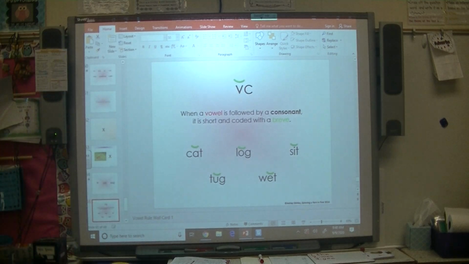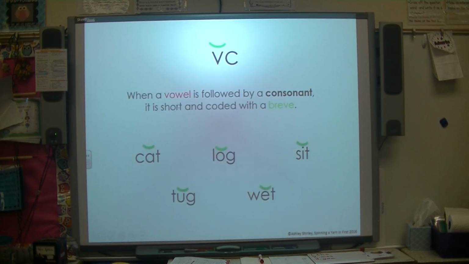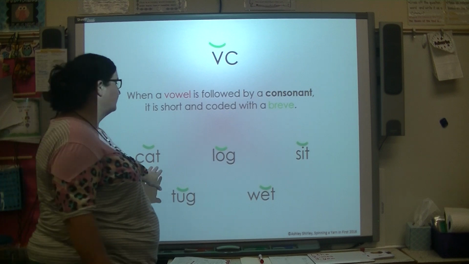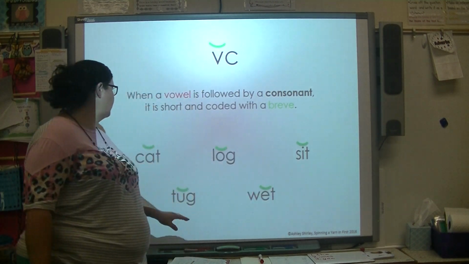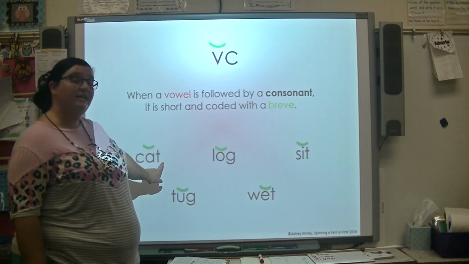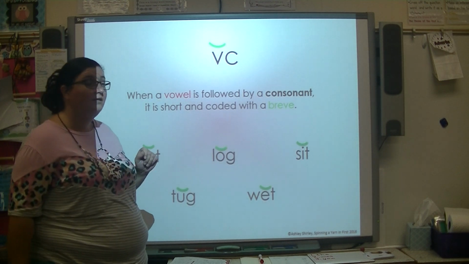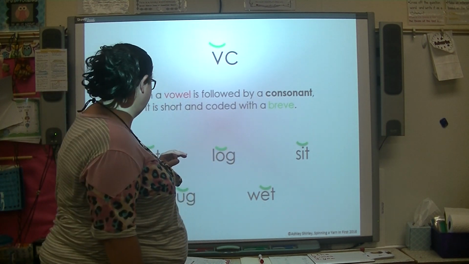All right, so the rule card says, one more time, when a vowel is followed by a consonant, it is short and coded with a breve. They're giving you some examples, like in cat, log, sit, tug, wet. You always go to your first vowel. See if there's a consonant behind it. If there is, it is short. Code it with a breve.